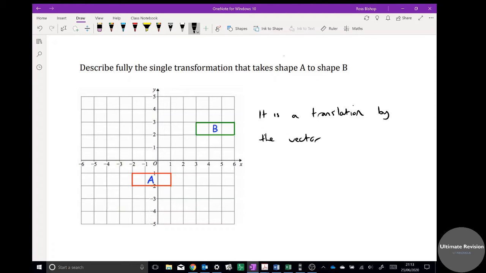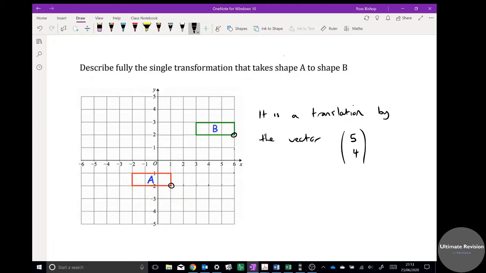So how am I getting from shape A to shape B? Well, I need to look at some corresponding points. How does that point go to that point? It goes 5 to the right. So I'm going to put 5. That means 5 to the right. And how many up? 4 up, so it's by the vector 5, 4.